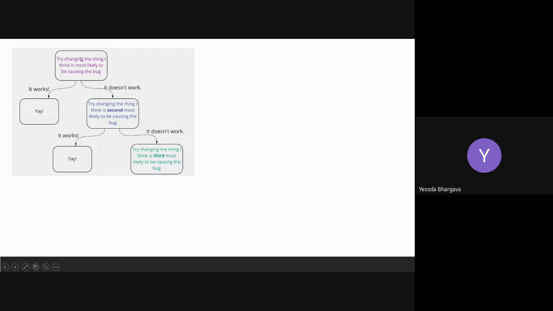Basically, you try to change the thing that you think is most likely to be causing the bug, in a very arbitrary manner, should I say. And if it works, then you stop thinking more about the problem. If it doesn't really work, then you second guess the solution, and this goes on. This is also one of the examples of how we generally think when we talk about the brute force way of identifying the problem and trying to solve it.